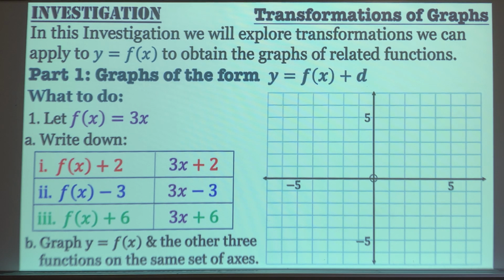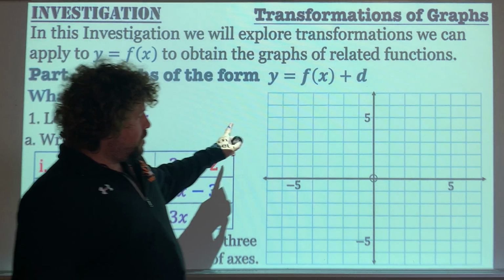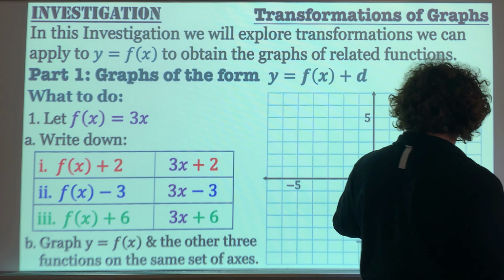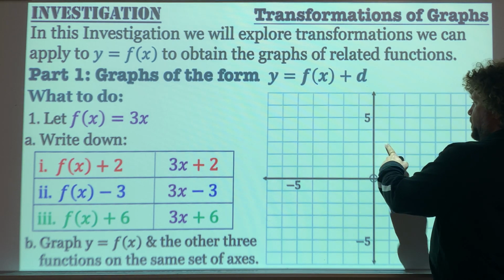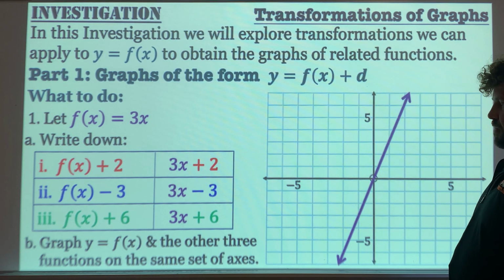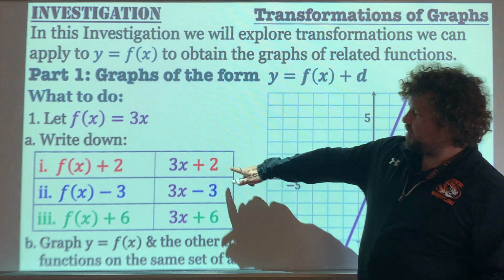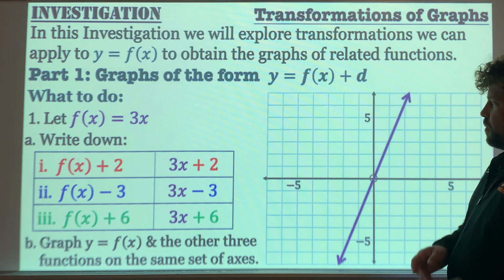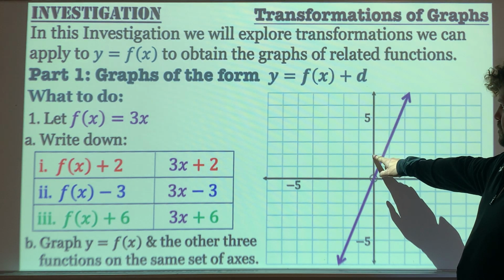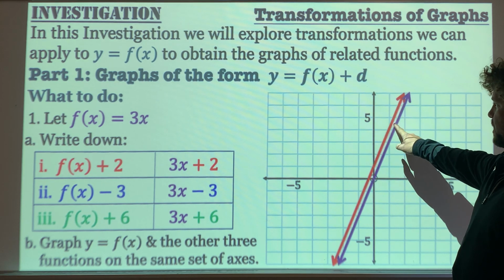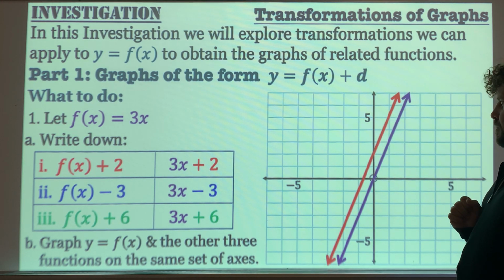Okay? So what we're going to do is what? Graph y equals 3x. So, y-intercept is 0. Rise over run, up 3 over 1. So there's your first graph. Now do your second graph. What's your y-intercept here? 2. Up 3 over 1. Our new graph should look like that.